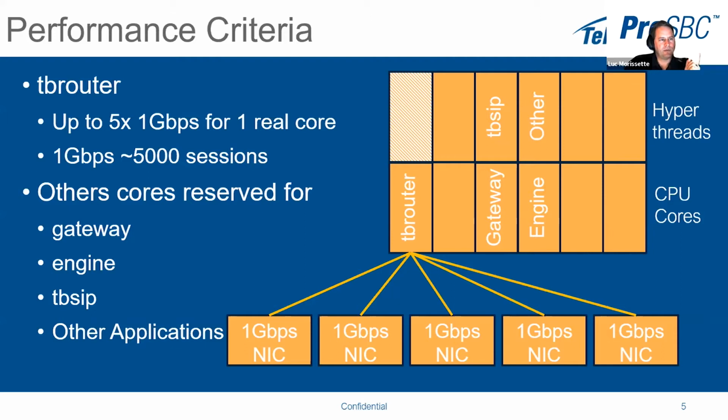Okay, the question from Rudy: is it possible to have multiple gateway applications in one SBC platform, or set multi-core for the app gateway? So right now we cannot. Okay, we cannot do that. So the gateway will run only on one CPU, on one thread. The engine also will run only on one thread, and TB-SIP as well.